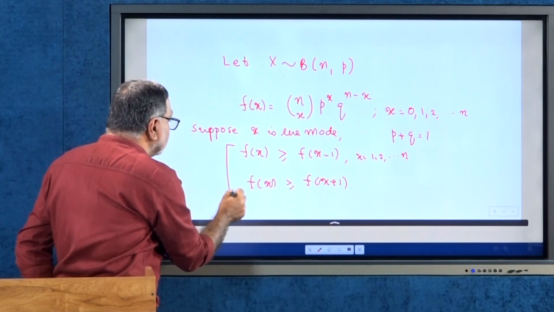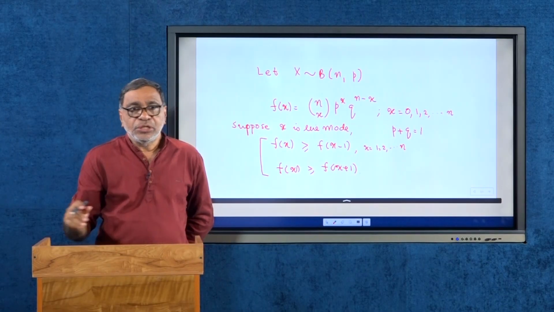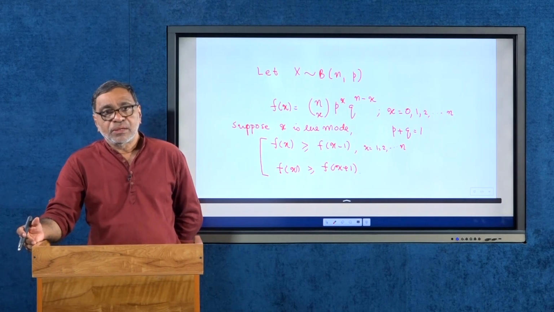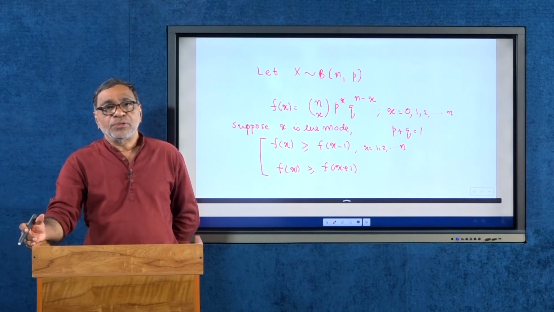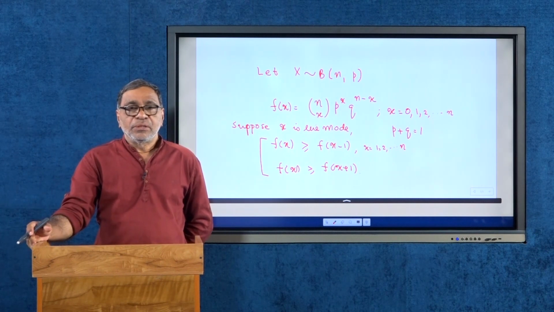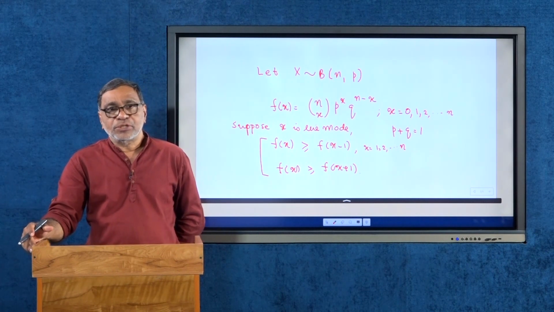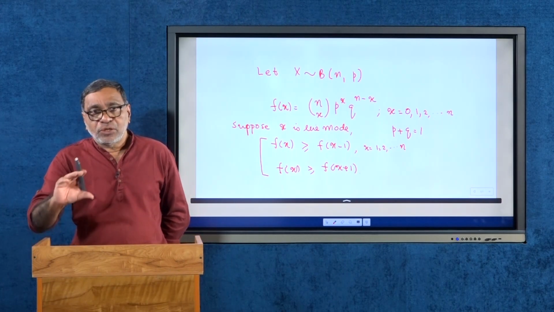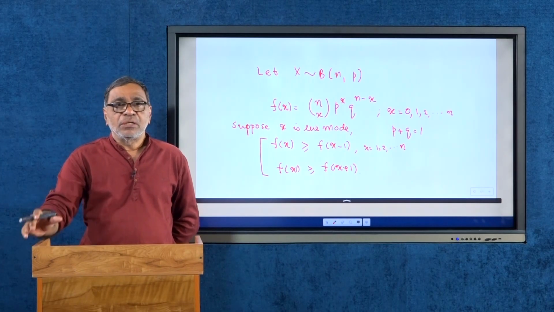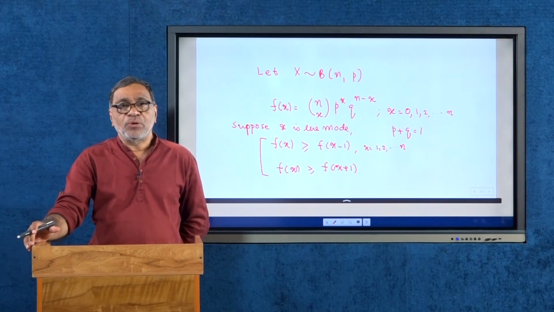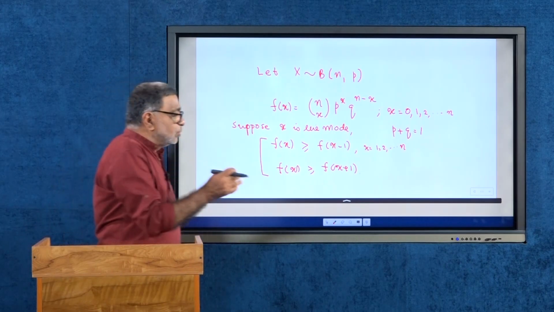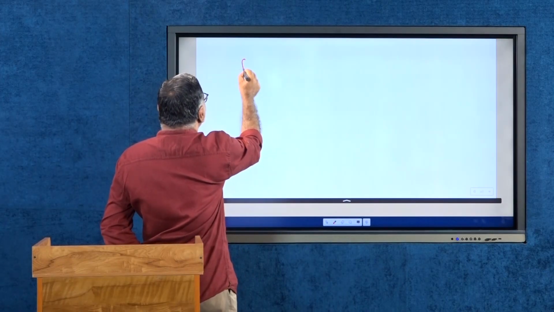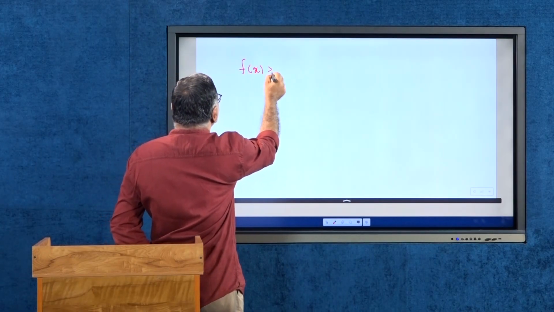So, you identify these two inequalities, f of x greater or equal to f of x minus 1, and from this you derive a certain inequality, and again f of x greater or equal to f of x plus 1. From that you derive another inequality. You combine these two inequalities, and you will get the value of the mode of the distribution. And to get the mode, what we are doing here, you simplify this f of x greater or equal to f of x minus 1.